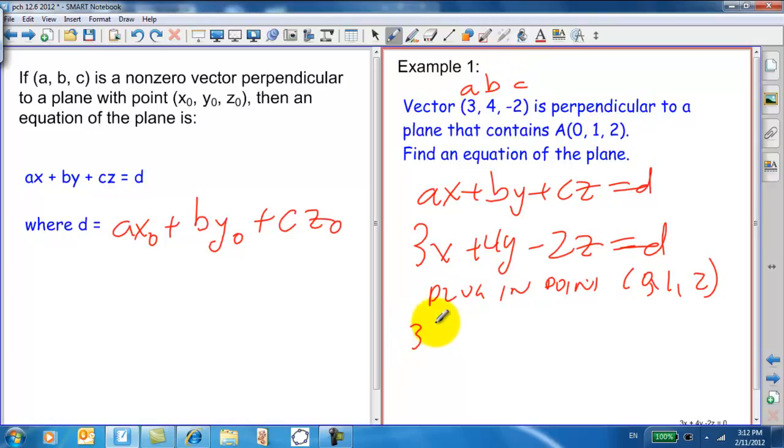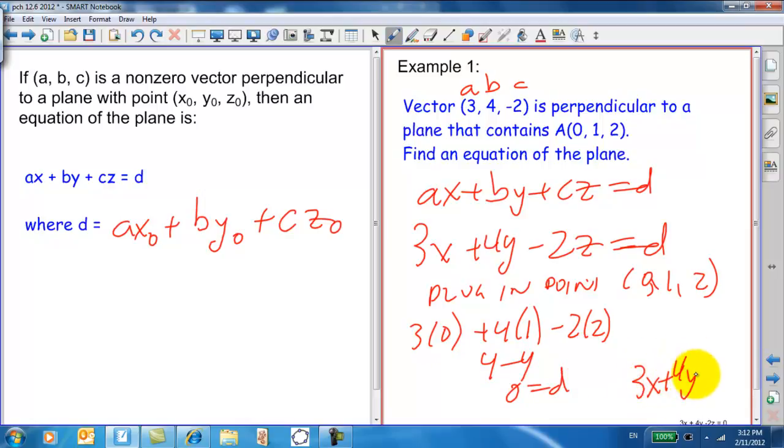So now we're going to use that point, put 0 in for x, 1 in for y, and 2 in for z, and you get 4 minus 4, so you get 0 equal to d. So we get 3x plus 4y minus 2z equals 0. This is a hard one to actually sketch, though, because its x, y, and z intercepts are all 0, because it goes through the origin 0, 0, 0.